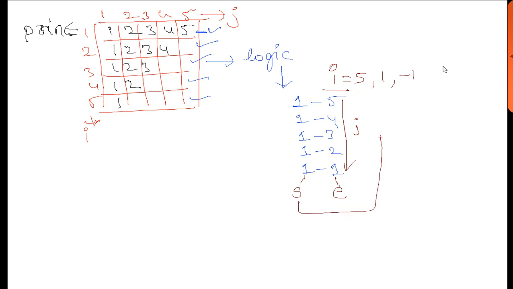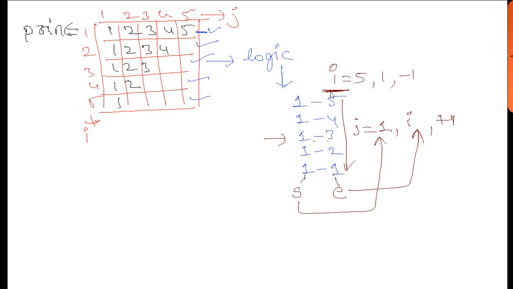Then what is J? The starting value of J is 1, the same. The ending value is I, because the ending values are 5 to 1, which I have taken as I. Then take the third row and consider 1, 2, 3, which means incrementing plus 1. So I got the 1.